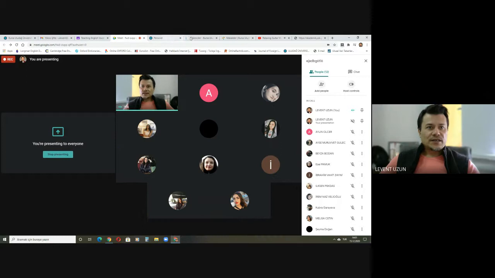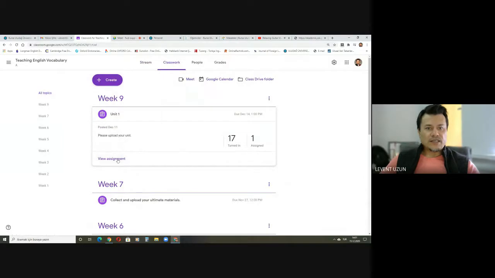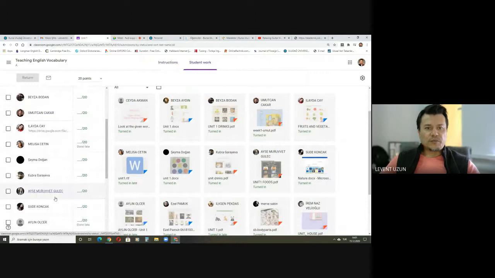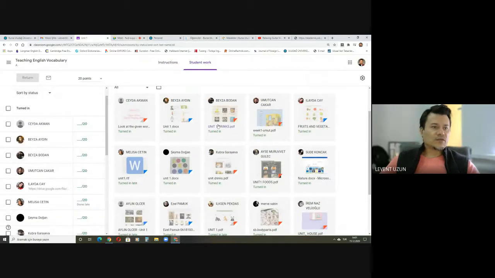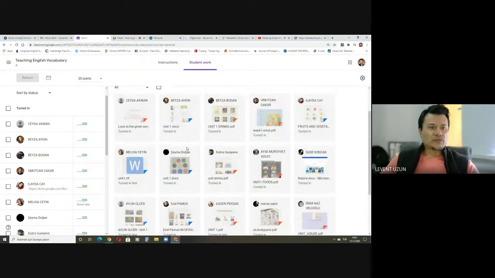We've got 18 people here, and when I check the task, I see that except one person, 17 people have turned in their tasks, which means that we've got 17 units here. So we won't be able to check all of them today. But if there are any volunteers, we can go through their units, provide some feedback, discuss the activities and the units together, and then we will finish this live session.